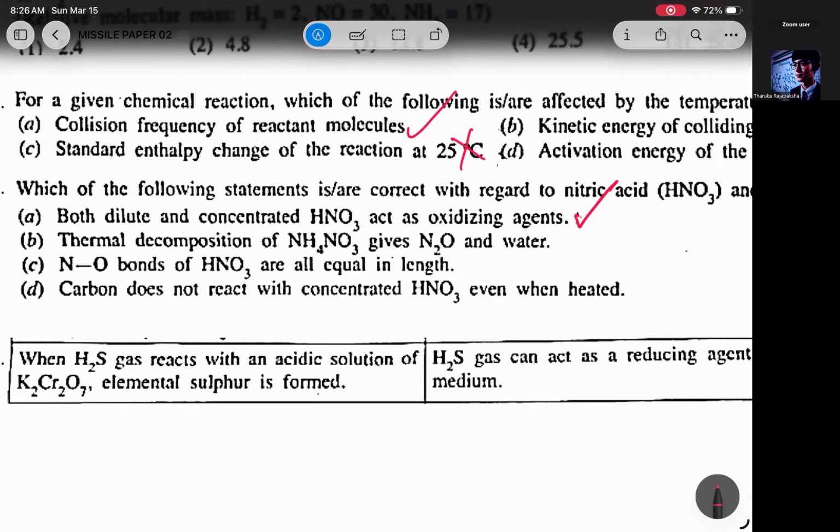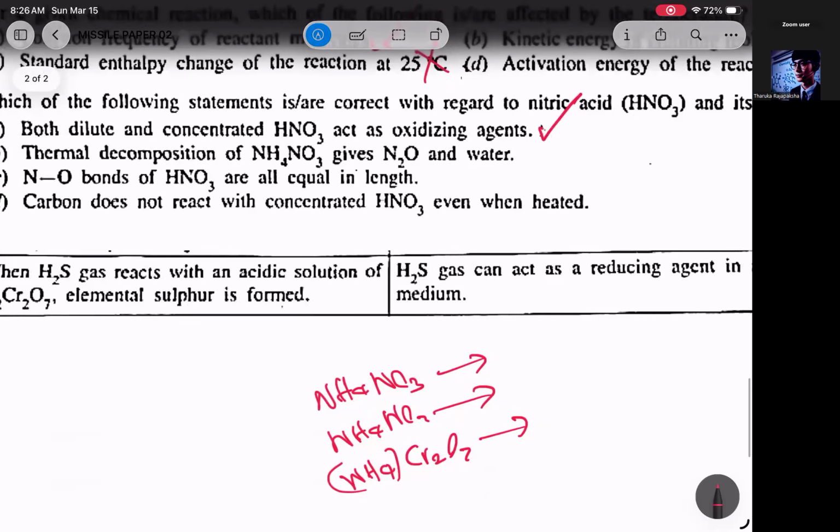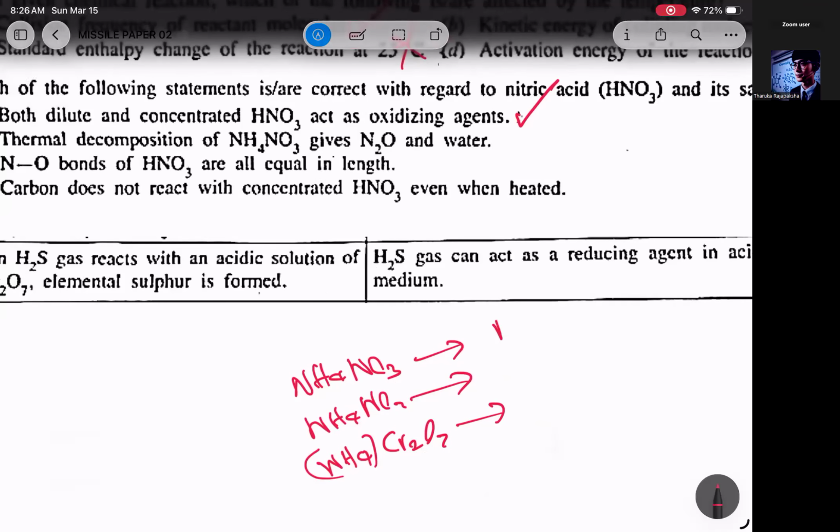Part B, thermal decomposition of ammonium nitrate gives N2O and water. So ammonium nitrate decomposition, ammonium nitrite decomposition, and ammonium dichromate decomposition. These decompositions, I told you, are very important. They do not produce ammonia. These are the only 3 salts which do not produce ammonia. So ammonium nitrate will give N2O and H2O. Meanwhile, this will give N2 and H2O. Meanwhile, this will give Cr2O3 plus N2 plus H2O.